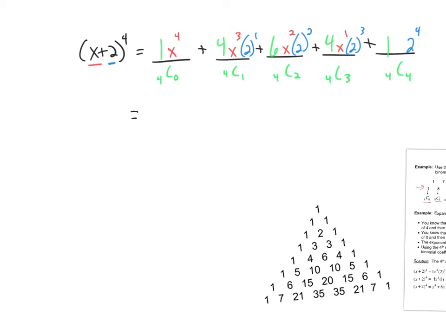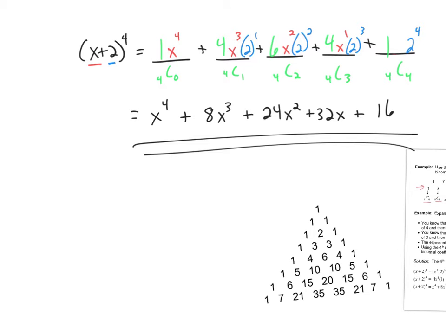The first term is x to the 4th, plus I have 2 times 4, which is 8, x to the 3rd. Next term, I've got 2 squared, which is 4, times 6, which is 24, x to the 2nd. For the next one, I've got 2 cubed, which is 8, times 4 is 32, so plus 32x to the 1st, and then plus 2 to the 4th, which is 16. So that is what I get when I expand x plus 2 to the 4th.